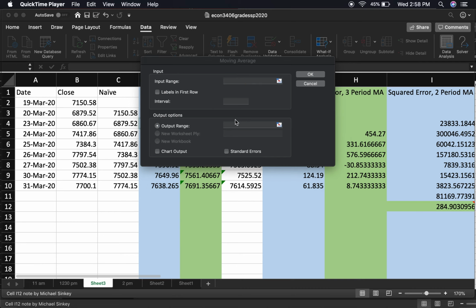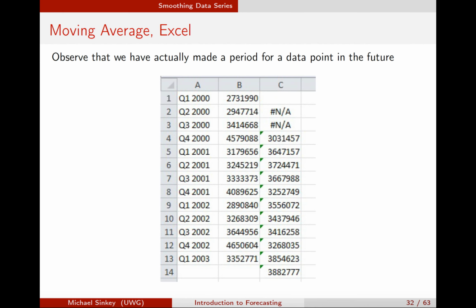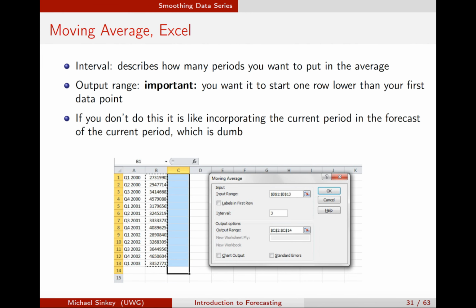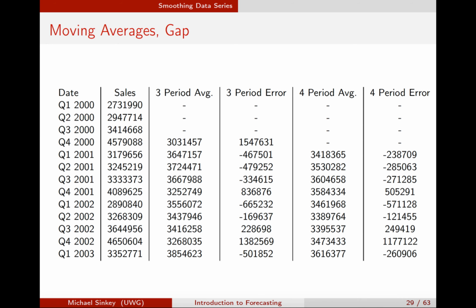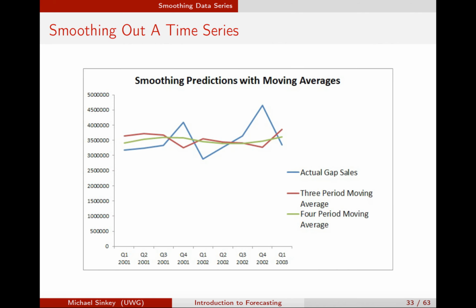The output range, this is really important. You want to start it one row lower than your first data point. If you don't do that, it will incorporate the current period in the forecast for the current period, which you already know what the data for the current period is. And here I show you just what would work with the gap data that we see on this previous slide, how to do it in Excel. And you can look at the screenshots for that.